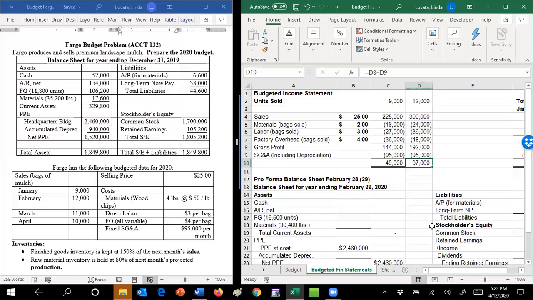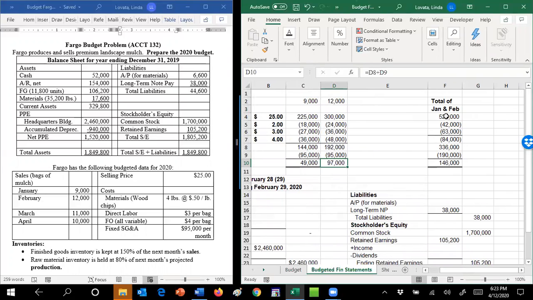And I want to include depreciation on my income statement. Sorry about that. So that's my income statement. If I wanted to total January and February together, just total it across. Nothing weird there other than my underlines in the wrong place.